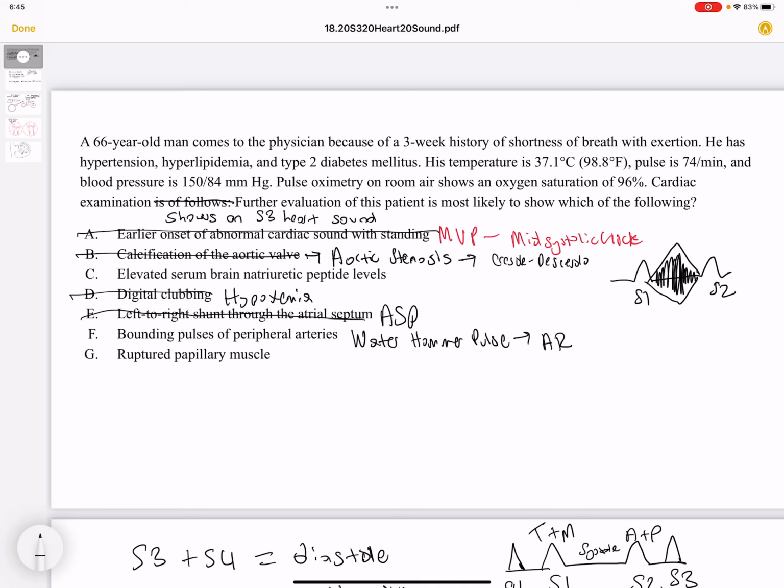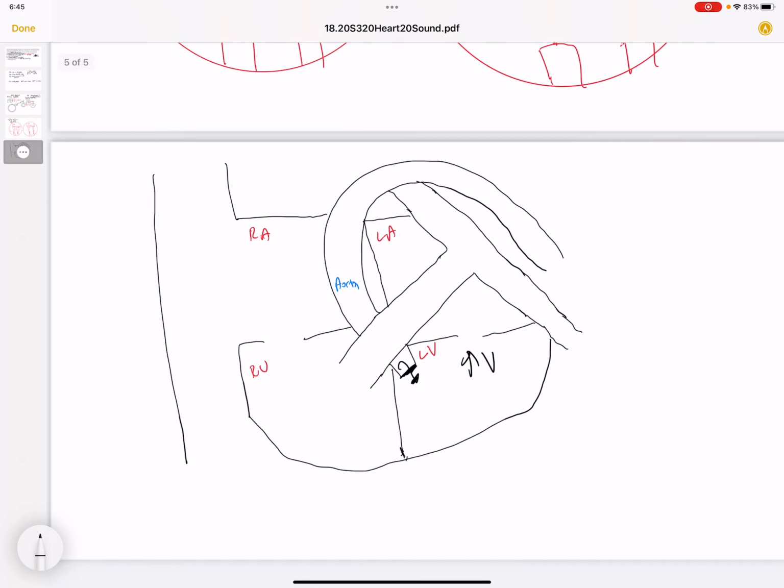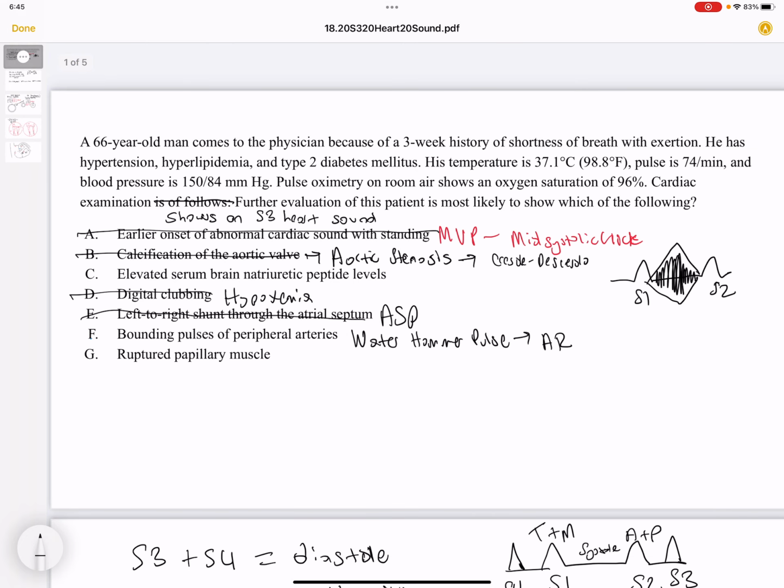And it can result in an S3 heart sound due to that increase in blood volume found within the left ventricle. So there's going to be a sudden deceleration of blood coming from the left atrium. And then because there's an increase in blood volume found within the left ventricle, that can result in an S3 heart sound.